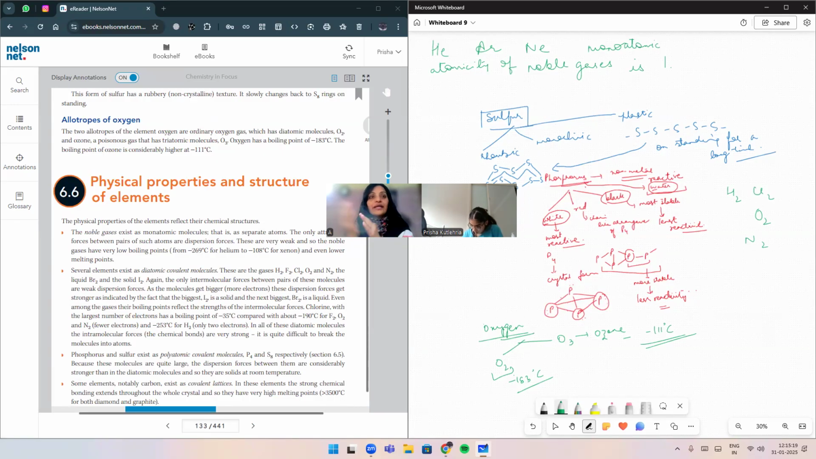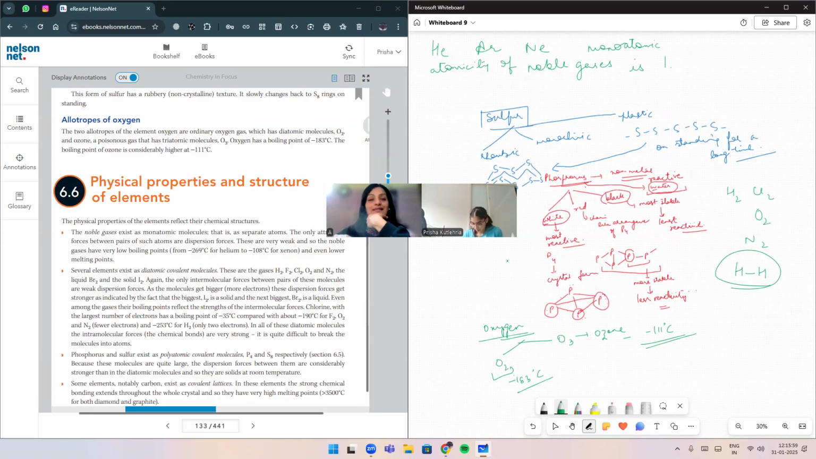Iodine is a solid, and next is bromine, which is a liquid. These have their boiling points a little bit on the higher side, because of stronger dispersion forces. If I talk about the diatomic molecules, the intramolecular forces, the intramolecular means when in one molecule, hydrogen and hydrogen are bonded together. In this case, the intramolecular force is also very strong, so it is very difficult to break that bond, leading to a higher boiling point as compared to the monoatomic molecules.